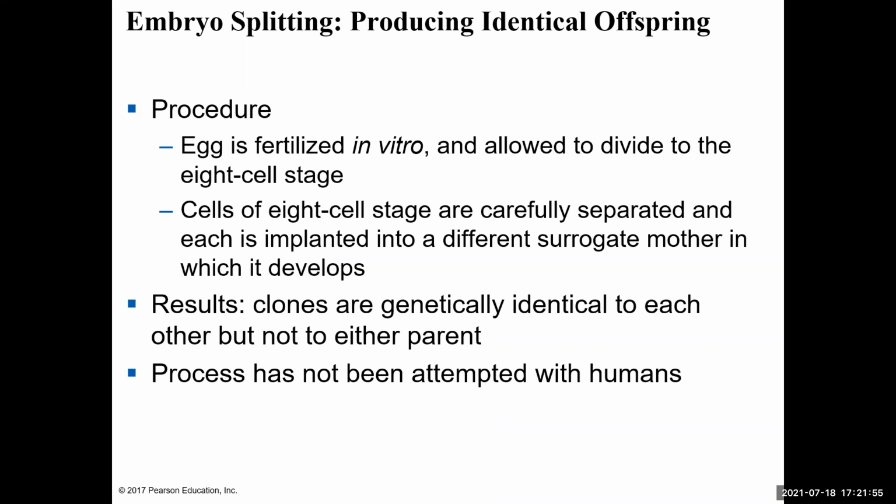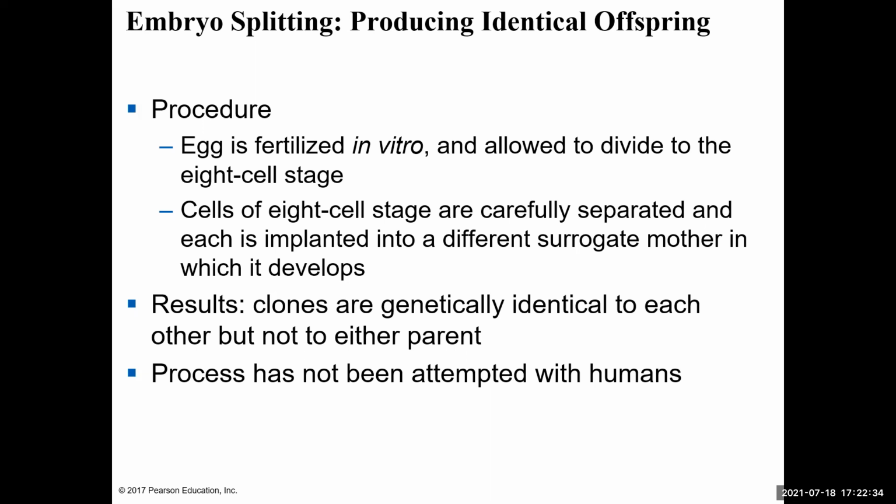individuals. So the egg's fertilized, allowed to divide to the stage, you stop it, you separate, and each is implanted into a different surrogate mother, and then it develops. The clones are identical to each other, but they're not identical to the surrogate parents because those aren't the parents that led to the fertilization process. And they're also not genetically identical to the parent just because of the way genetics works in terms of sexual reproduction, right? No offspring is genetically identical to their parents.